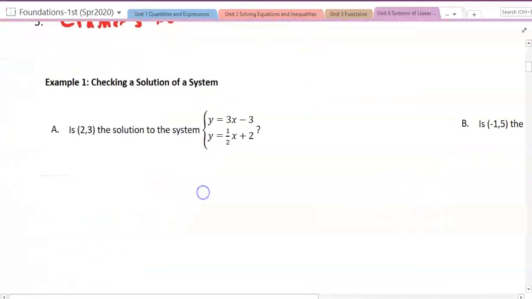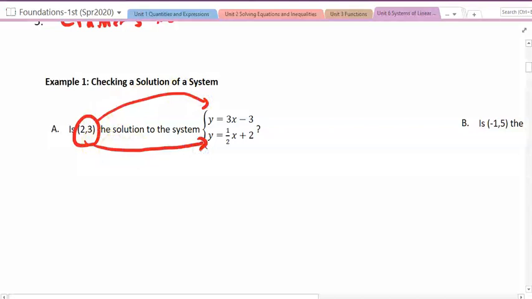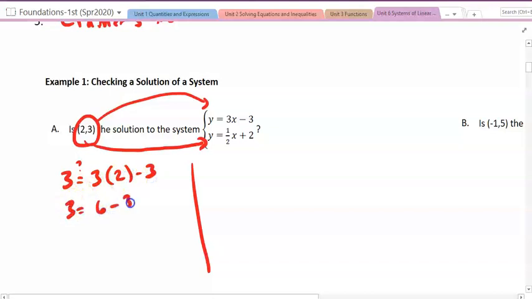We want to be able to check the solution of a system. Now, think about when we were checking with what we did in chapter 5, right? When we did an ordered pair, we would check to see if it was a solution or not. Well, we take the ordered pair and we plug it in, right? But we're not going to plug it into one equation. We have to check that it works for both. And so we've got to do this twice. And so I'm going to plug in the 2 for x and the 3 for y. So I get 3. Is that equal to 3 times 2 minus 3? Well, 3 times 2 is 6. And 6 minus 3 is 3. So it checks for that one.